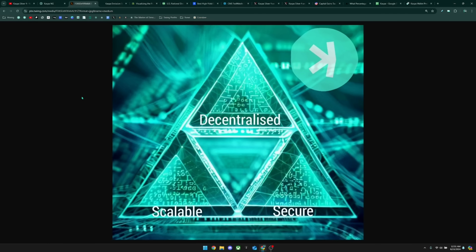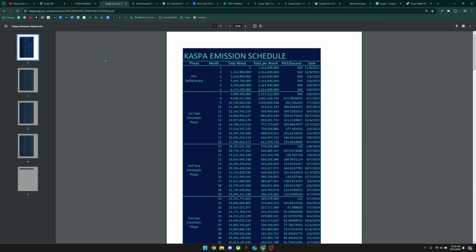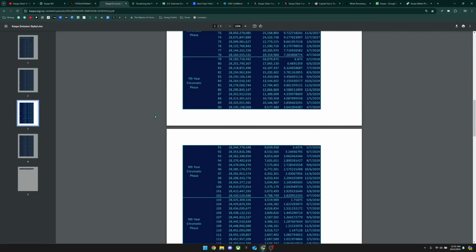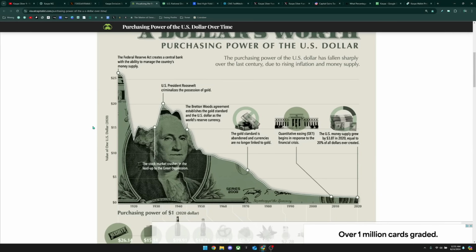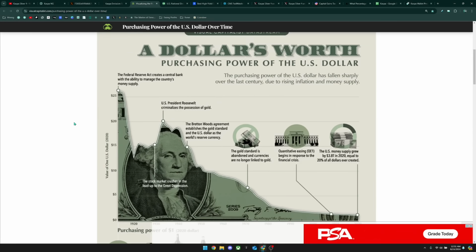So when you take profits, you are selling your Kaspa for a fiat currency. And in my case, it's going to be the US dollar. And for you guys, it may be another type of fiat currency. But generally, all fiat currencies are pretty much similar in their faults. You are leaving a system that is scalable, secure, and decentralized, and also deflationary. And you are going into a system that has always been trending to zero.